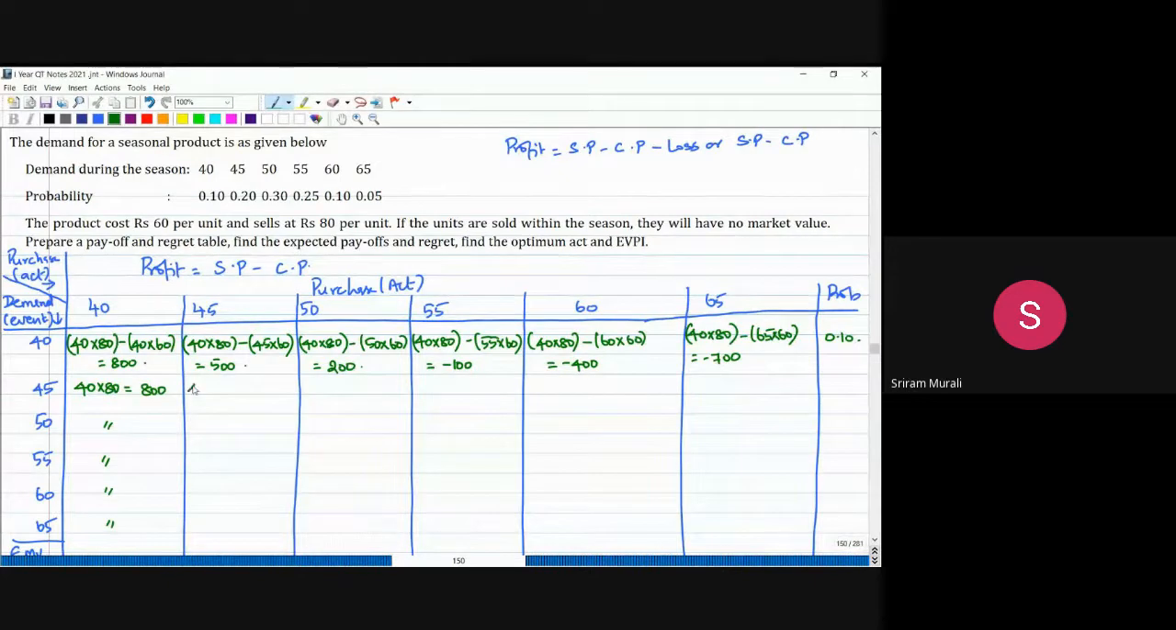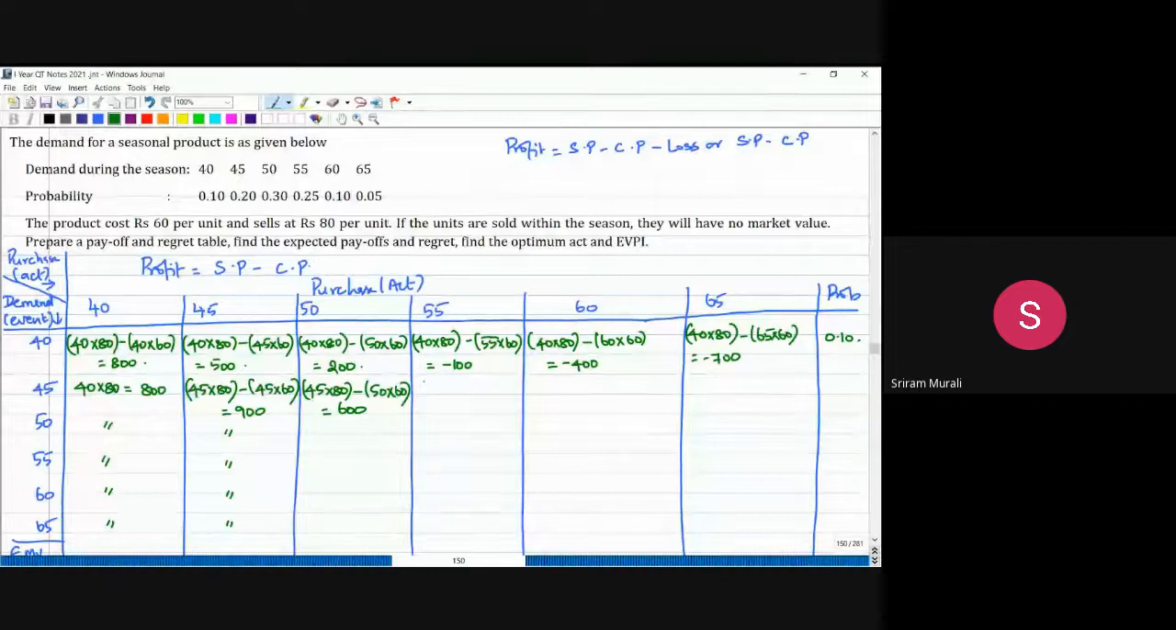The second one is 45 into 80 minus 45 into 60, which is equal to 900. The same 900 can be given for the rest, because you purchased 45 and demand is 50, 55, so you can sell only 45. What is the next case? This is 45 into 80 minus 50 into 60, which is equal to 600.